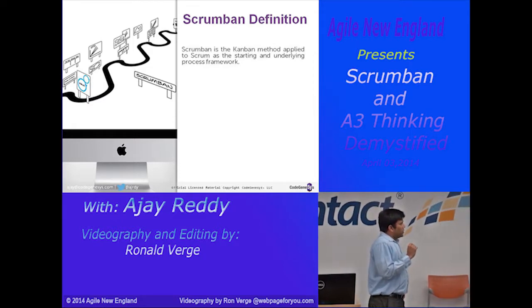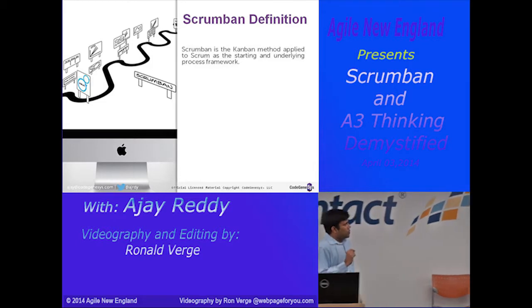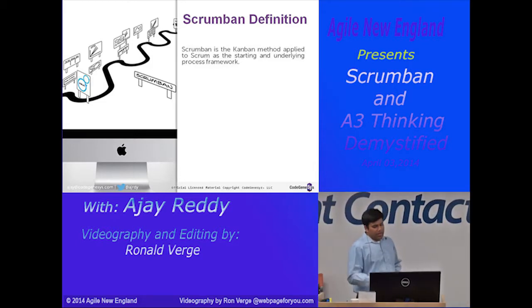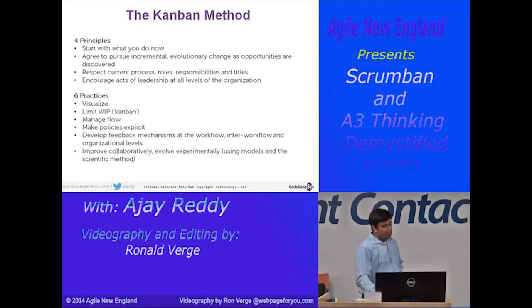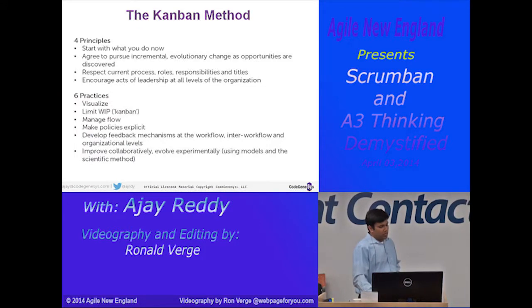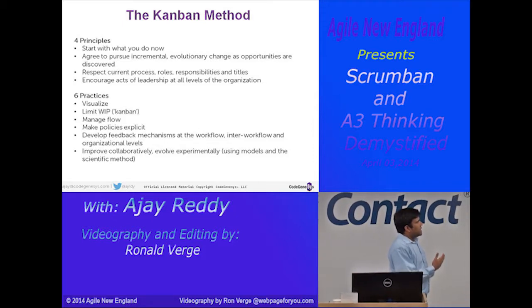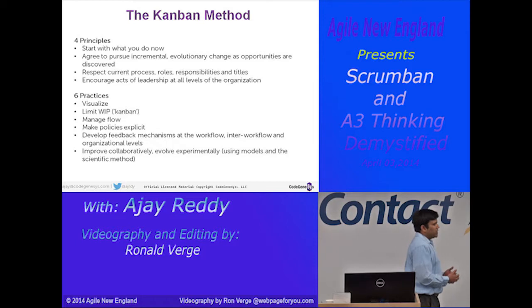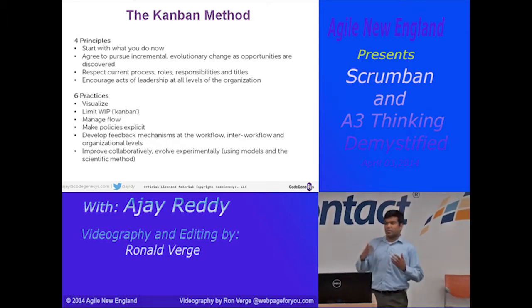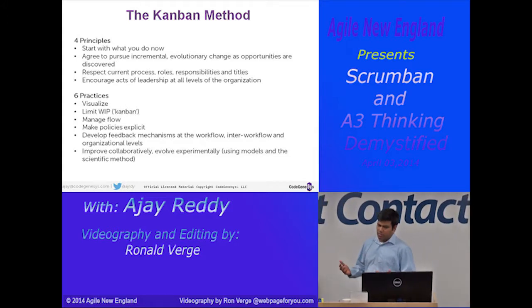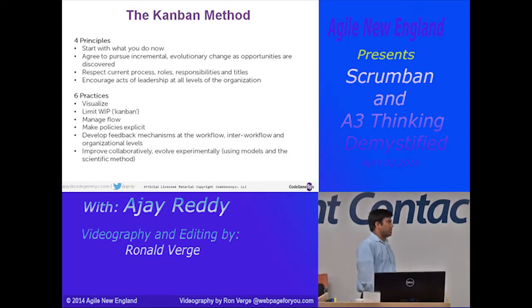Now, the reason why we can apply the Kanban method to Scrum is because the Kanban method is a change method. And the Kanban method is very simple. If you've seen the Kanban method, this is basically the 4 principles and 6 practices that you can look up anywhere. But it essentially can be applied to anything. It can be applied to RUP, it can be applied to Waterfall, XP, Crystal, SAFe. It can be applied to Scrum as well. And when you apply it to Scrum, that's when you get Scrumban.